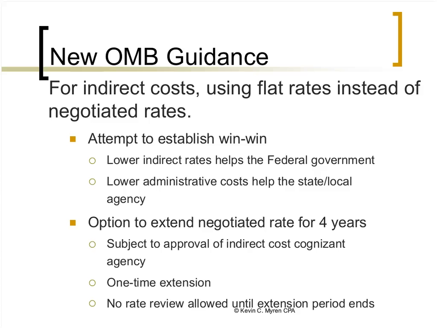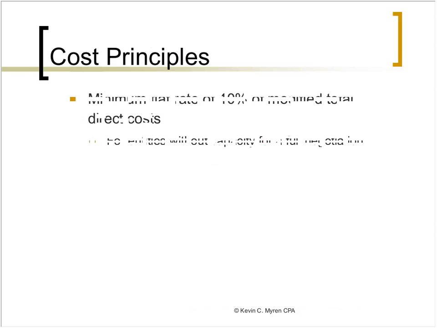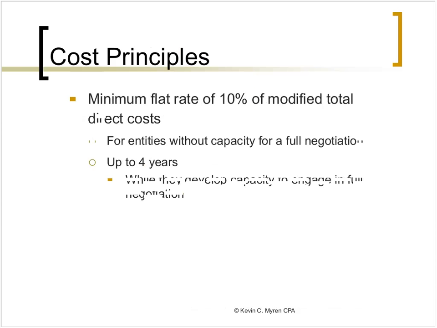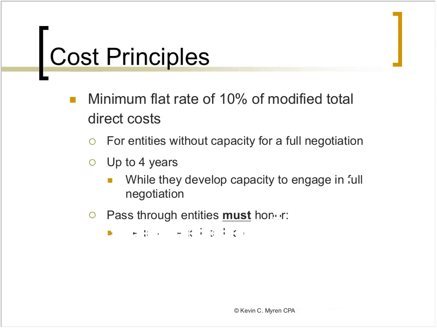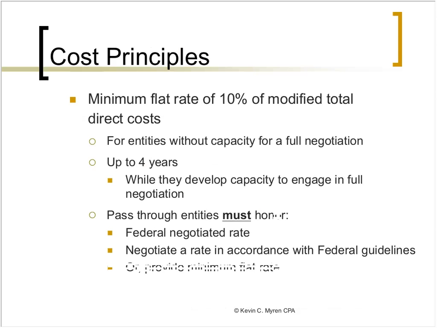They're saying that organizations will be allowed to extend their current negotiated indirect cost rate if they have one, and for those of us who do not have a negotiated indirect cost rate, we will have one under the new guidance. It will be 10% of modified total direct costs for 4 years. And one of the keys here is that they are saying that this negotiated rate must be honored by all pass-through entities.